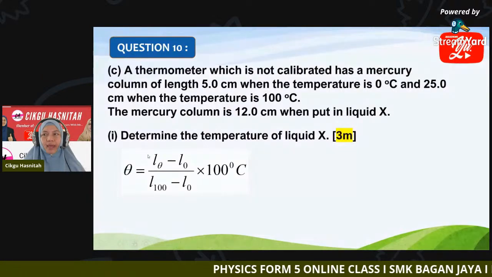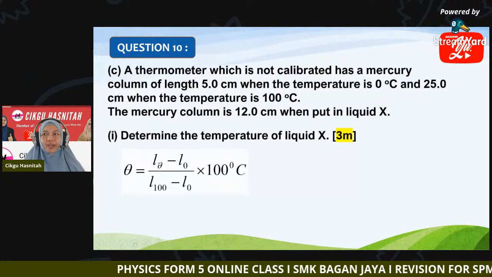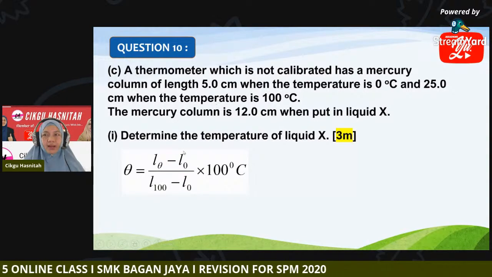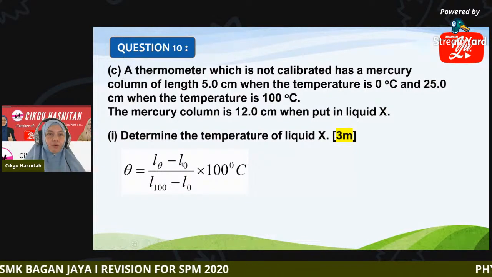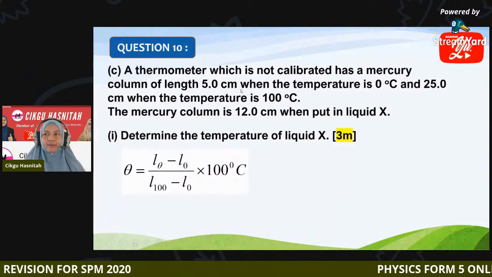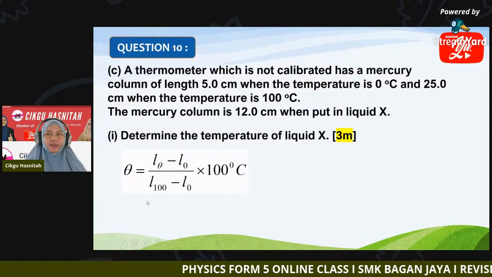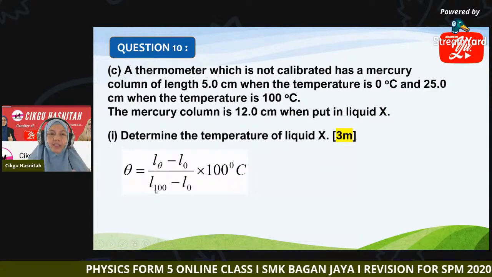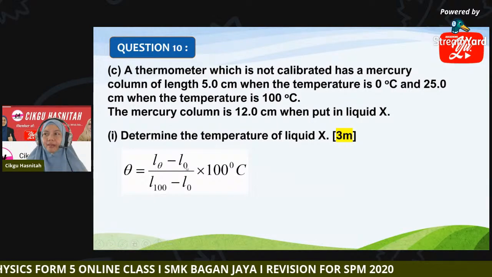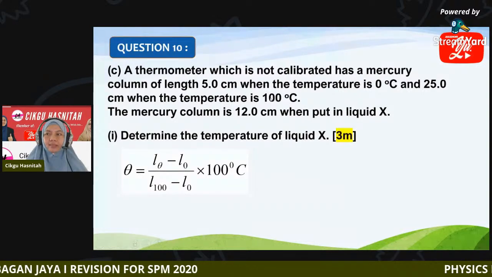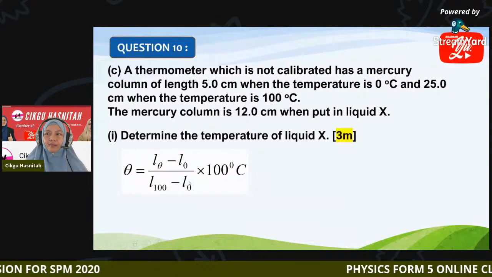Okay, so theta is the temperature we are looking for. L theta is the length of the mercury column in liquid X, minus L0, the length of the mercury column in the low fixed point, which is 5 centimeter. Divide by L100, the length of the mercury column in a high fixed point at 100 degrees Celsius, which is 25 cm, minus L0 again. So multiply by 100.